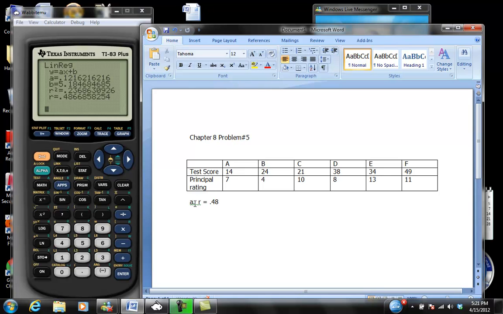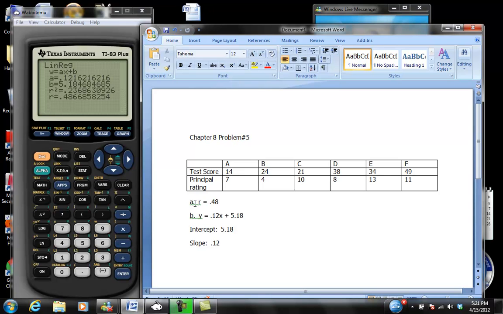The second one asks us to write the regression equation, so I'm going to write y is equal to 0.12x plus 5.18. It also asks us to calculate the intercept and slope. So the intercept is 5.18 and the slope is 0.12.